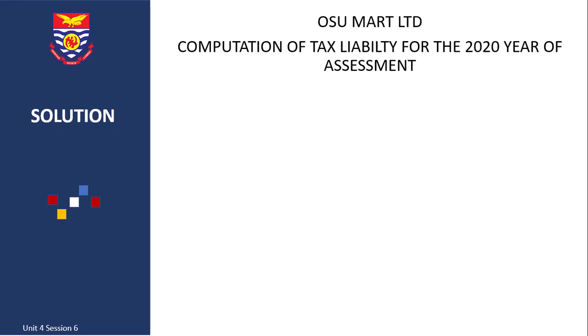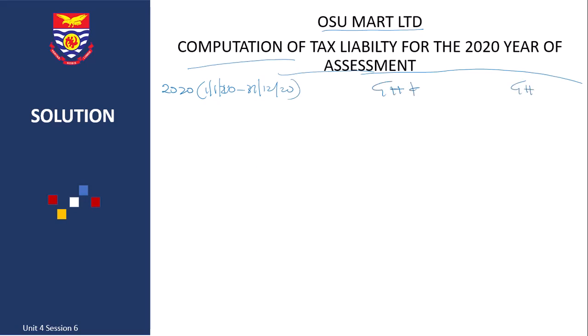Okay, let's start with the computation. Osumat Limited, computation of tax liability for the 2020 year of assessment. So we have our year of assessment and our basis period. We have our CD sign here and our CD sign here. So we start with our reported net profit.